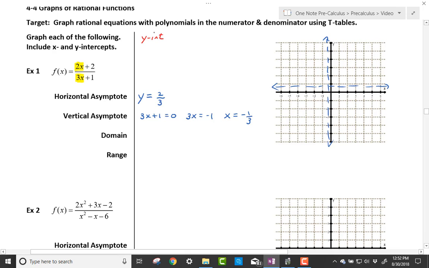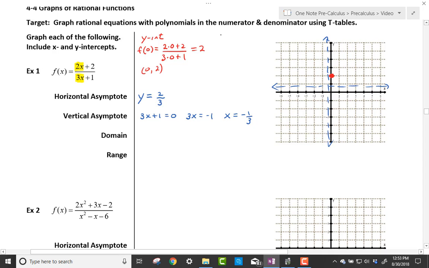Easiest one to find. I plug in 0 for x. f of 0 equals, excuse me, that top one's a 2. 2 times 0 plus 2 over 3 times 0 plus 1. And the zeros cancel out, so all I'm left with is 2 over 1, so that's 2. So I have a y-intercept at 0, 2. So I'll plot that. 0, 2 right there.